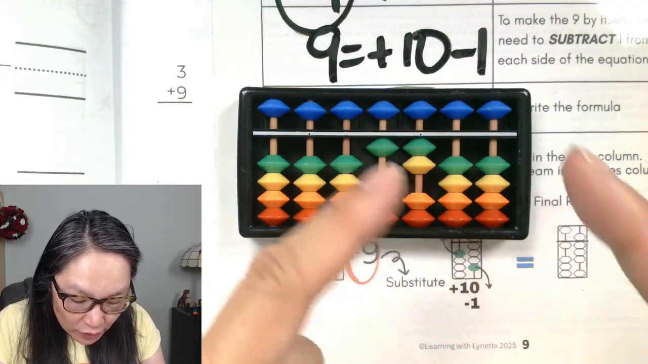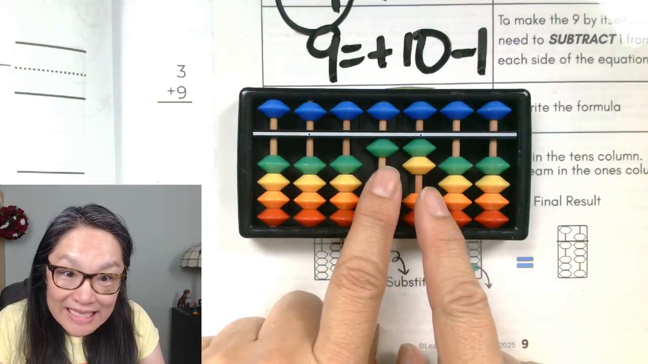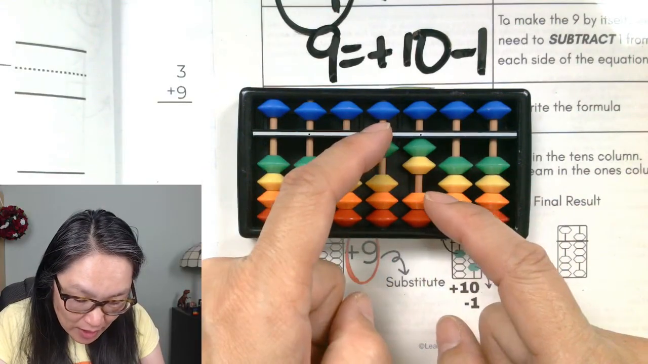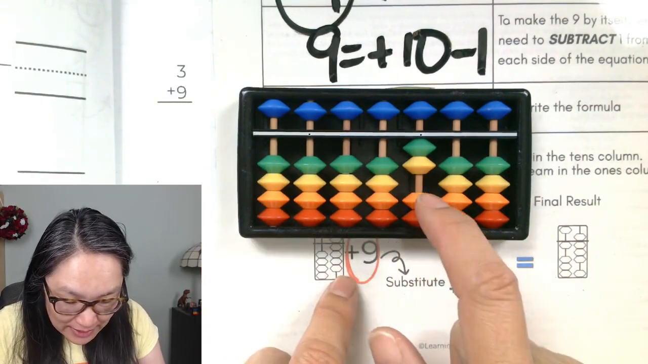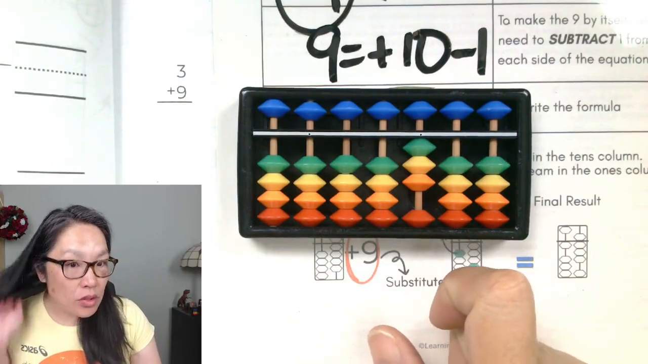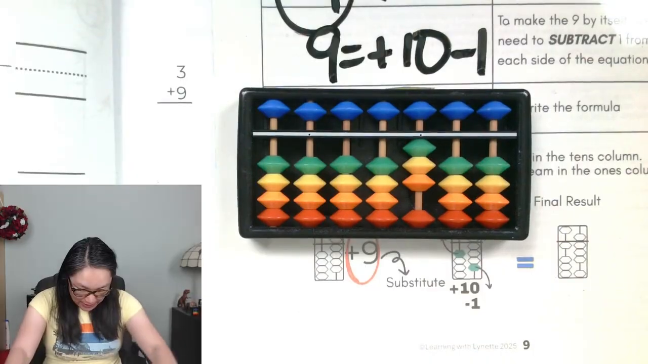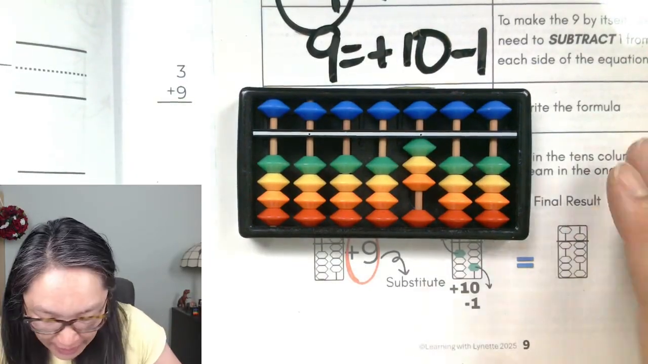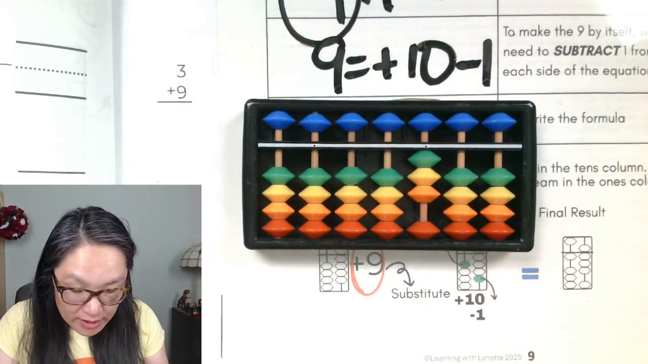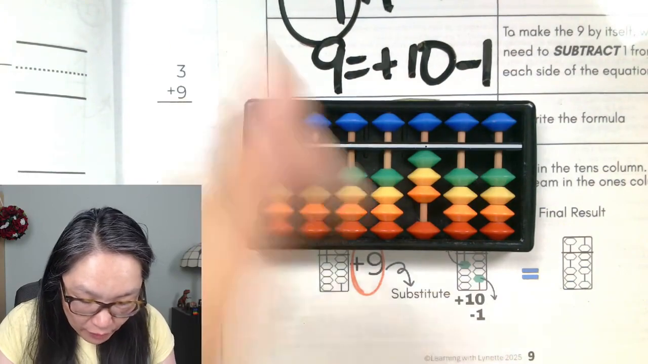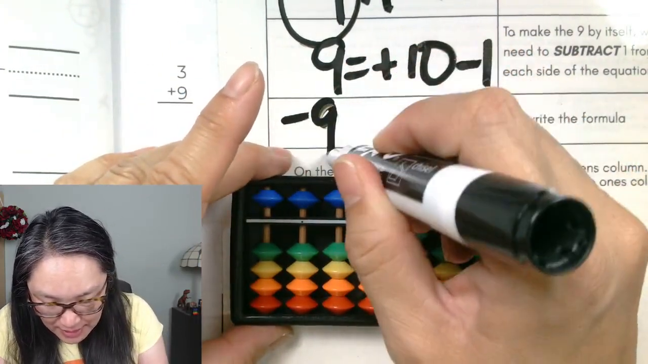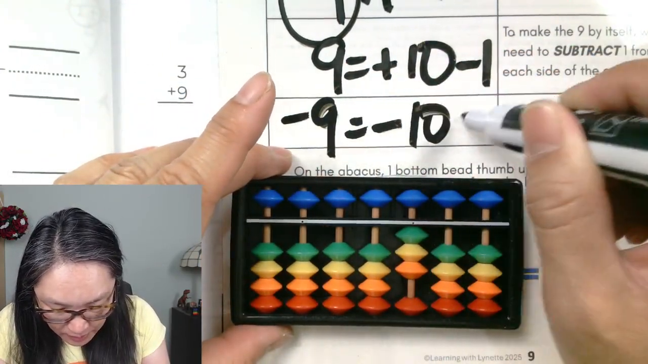So now, if I have 12 and I want to take away 9, it's the same thing. Minus the 9 is minus the 10, and I add the 1. So what we just did is understand how we plus the 9 and then minus the 9. Well, it's just the reverse of our operation. Minus 9 equals minus 10 plus 1.